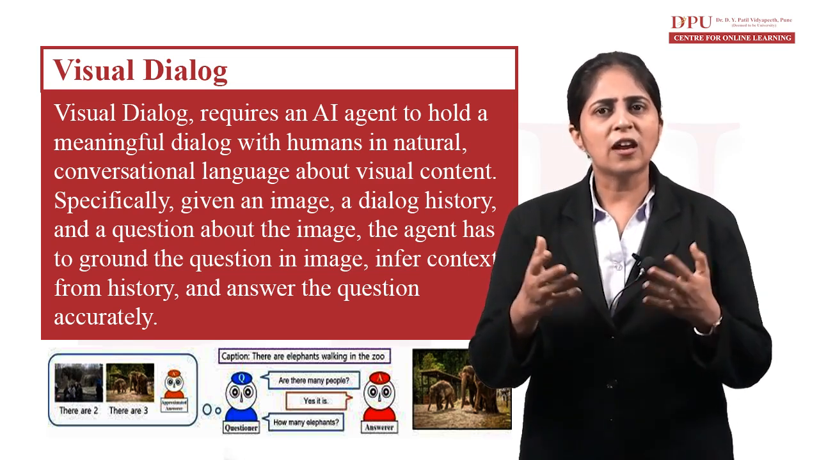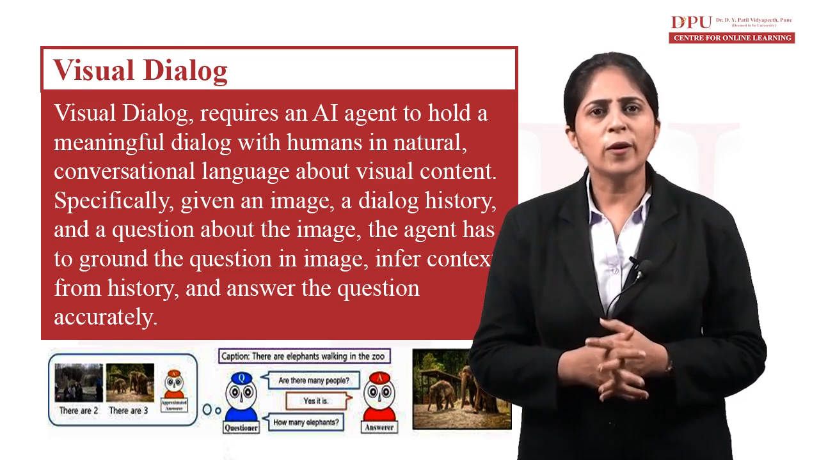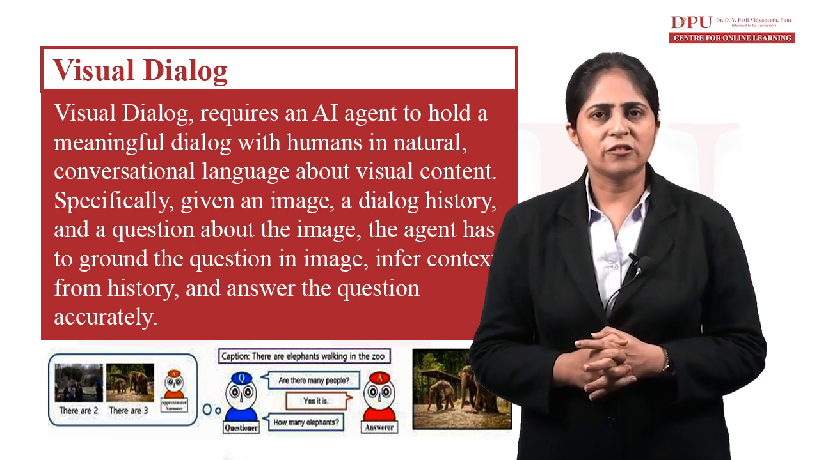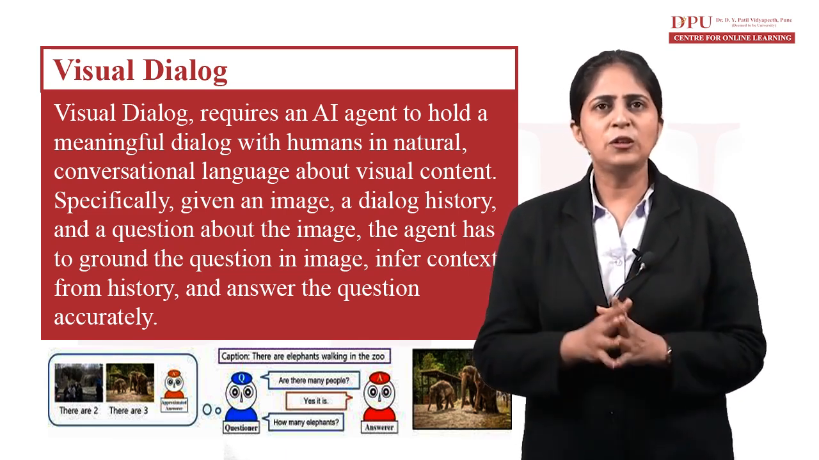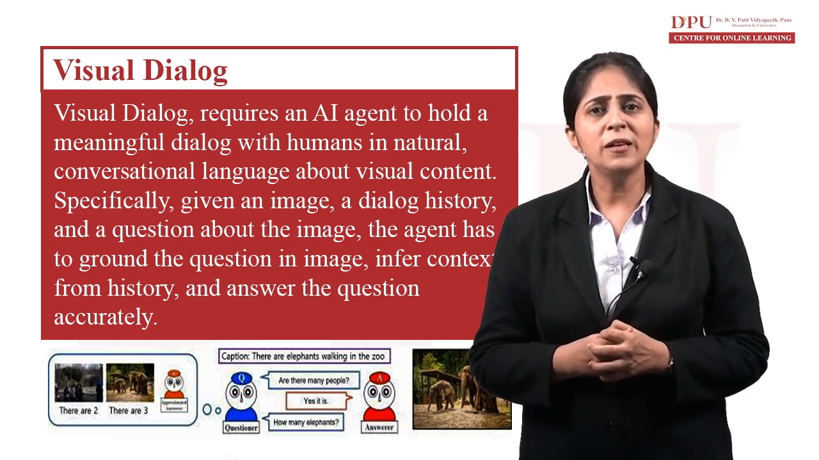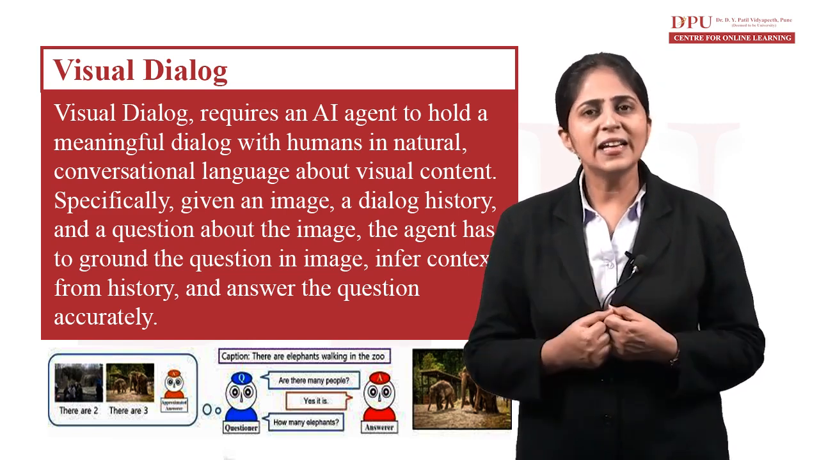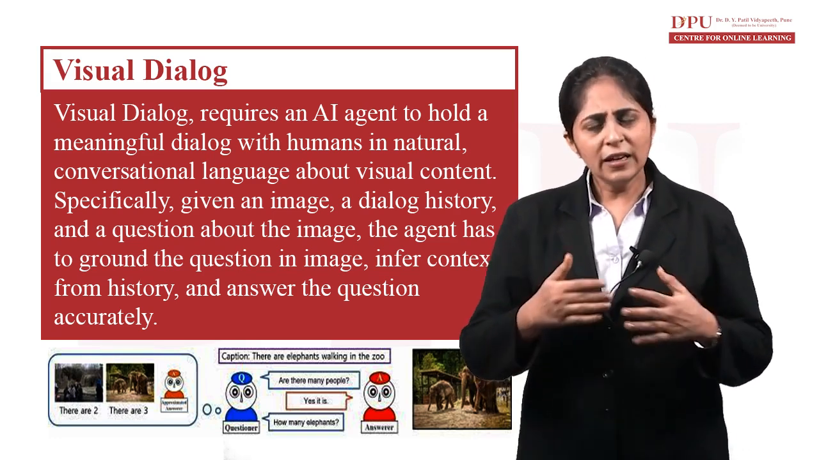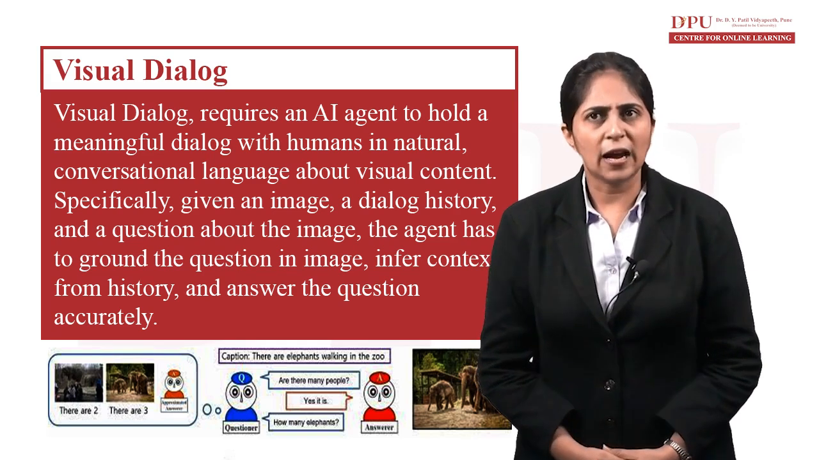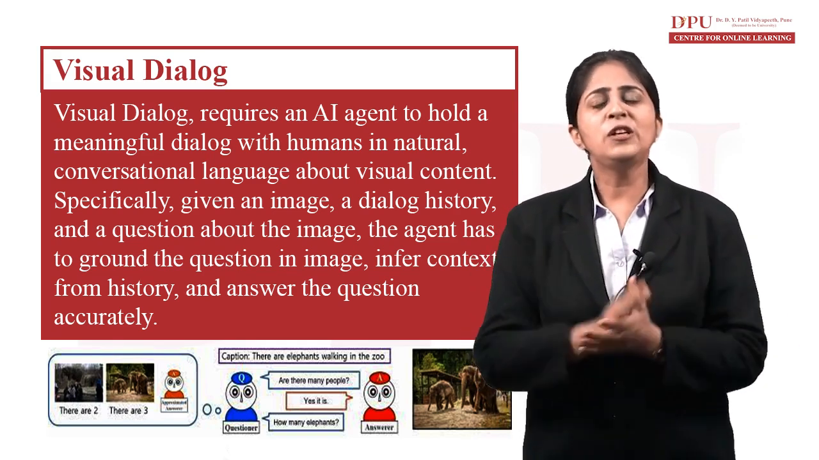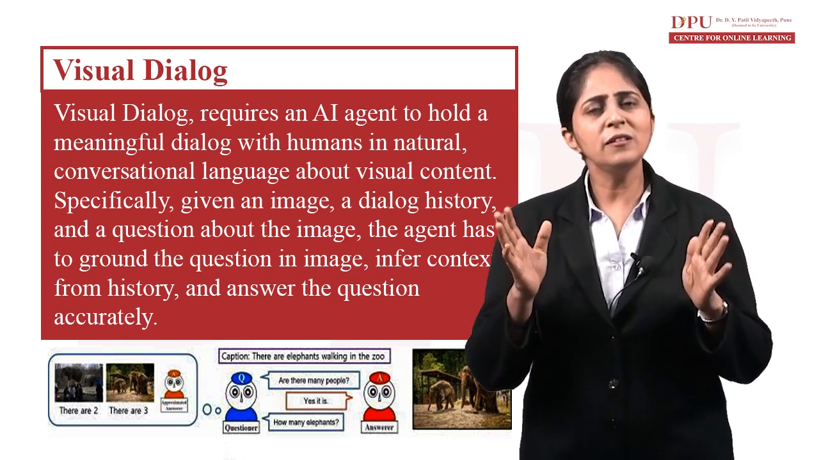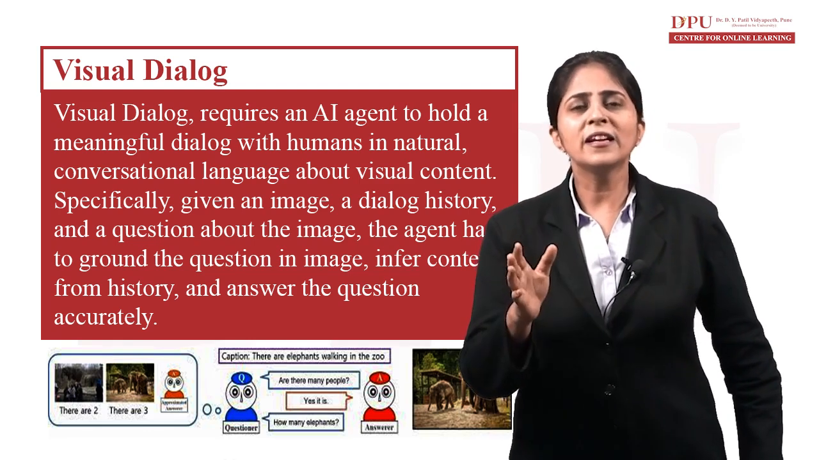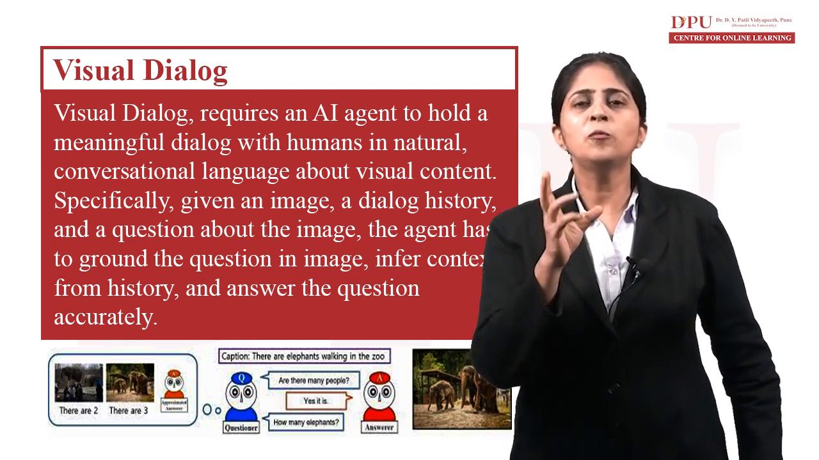Specifically, given an image, dialogue history and a follow-up question about the image, the task here is to answer the question. So that is visual dialogue. What does visual dialogue mean? Visual dialogue means our AI agent holds a meaningful dialogue with humans in natural conversational language about any visual content. Visual content means we are providing anything which can be seen. We are not providing it with text, we are providing it with a visual thing.